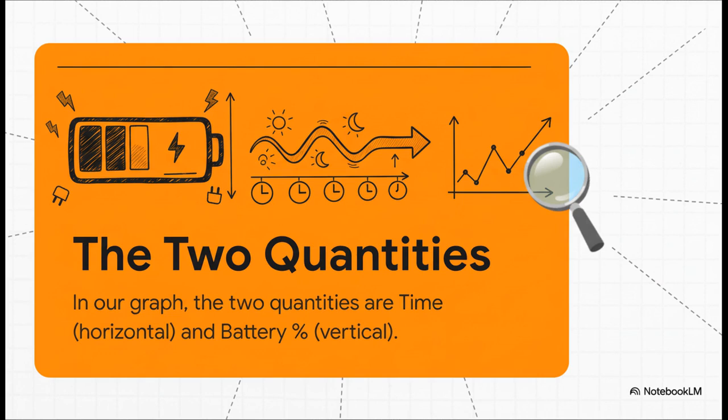So what are those two things that are connected? We call them quantities. On our graph, you can see them clearly. We've got time running along the bottom, that's the horizontal line, and we've got the battery percentage going up the side, the vertical line. That's it. Every single point on that squiggly line represents a specific battery level at a very specific moment in time.